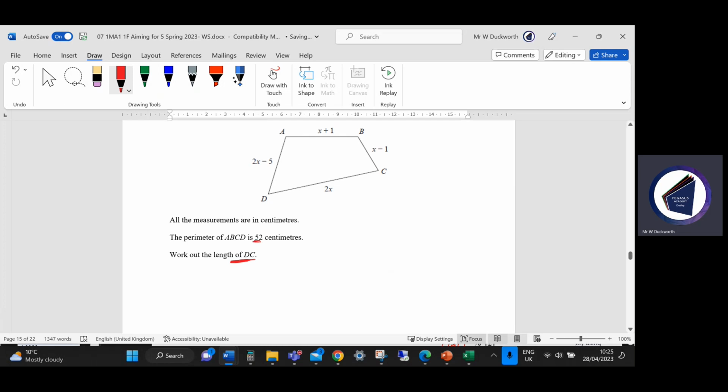Right, so the perimeter is going to be, well, A to B is x plus 1, B to C is x minus 1, C to D is 2x, and then D to A is 2x minus 5, and that totals 52. So we've got 1, 2, 3, 4, 5, 6, 6x. The numbers, those two numbers cancel. So 6x minus 5 is equal to 52.